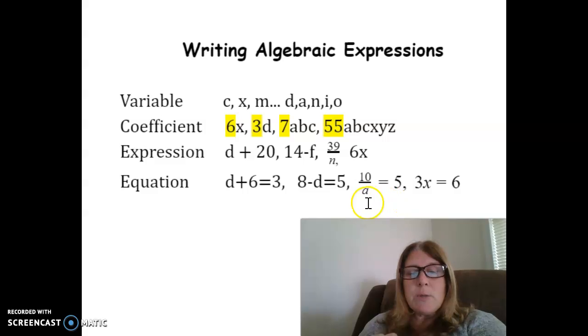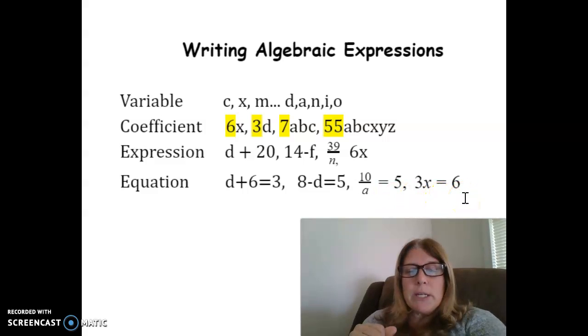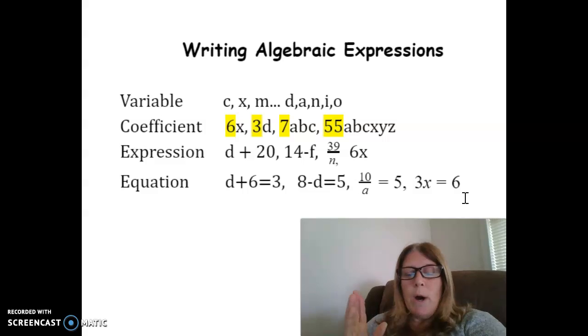Let's look at the next one. Again, using the division as an algebraic fraction. We like those. 10 divided by a equals 5. Well, what would the a stand for? The a would, of course, be a 2 because nothing else would work. And the last one, 3 times x. x has to be an exact number. What times 3 gives you 6?